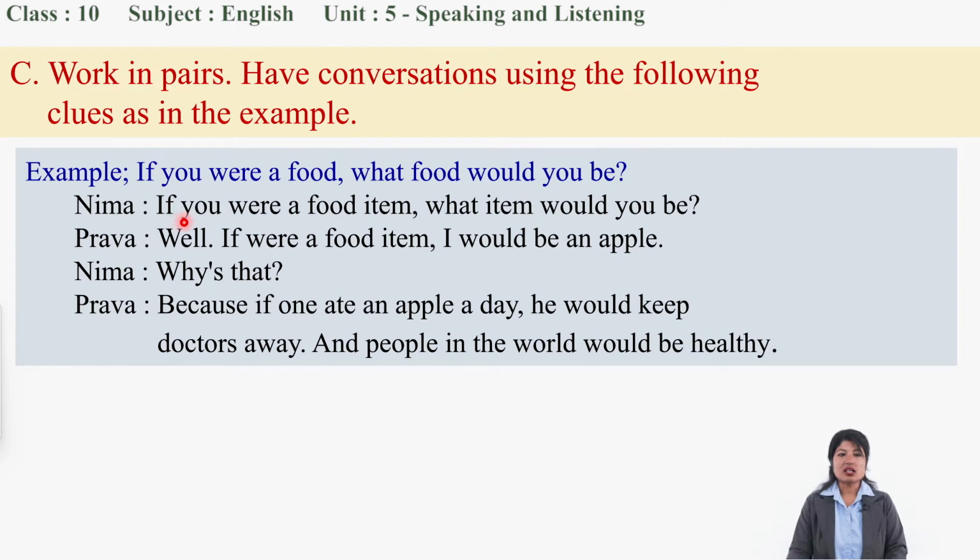Nima: If you were a food, what item would you be? Prava: Well, if I were a food item, I would be an apple. Nima: Why is that? Prava: Because if one ate an apple a day, he would keep doctors away and people in the world would be healthy. Okay, so this is the situation of if you were a food item, what would you be?